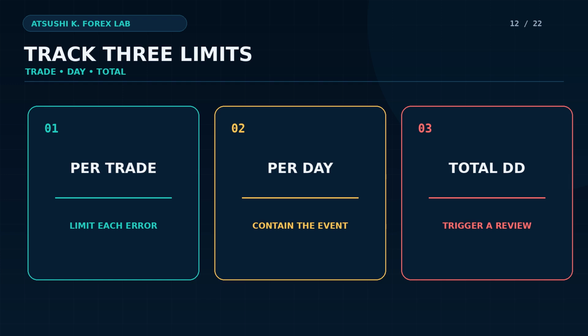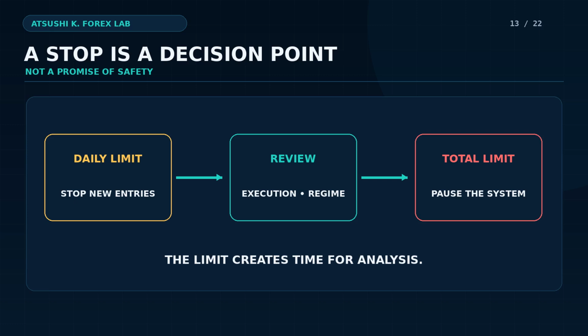These limits do different jobs. A daily stop is not proof that the system has failed, and a total stop should not be moved simply because the account is close to reaching it. A loss limit does not make trading safe. It creates a predefined decision point. At the daily threshold, new entries can stop while existing positions are handled according to the original rules.